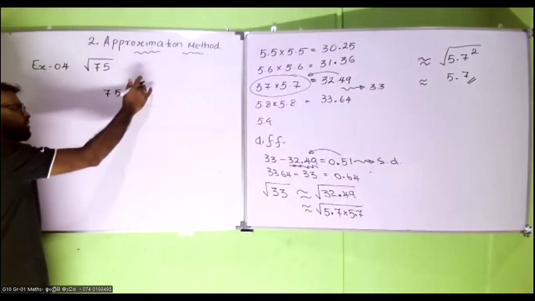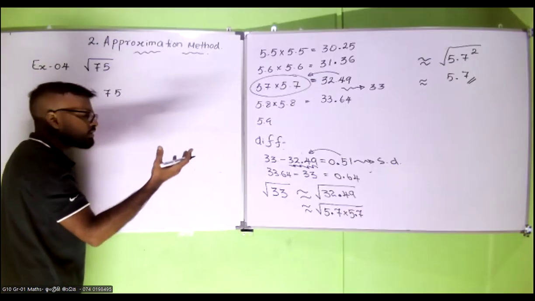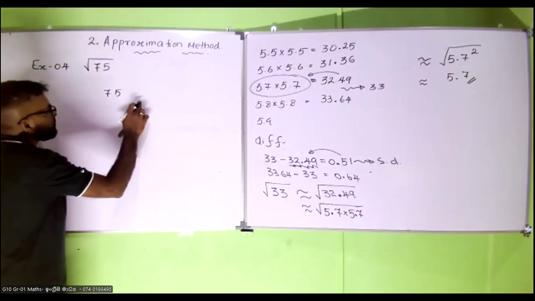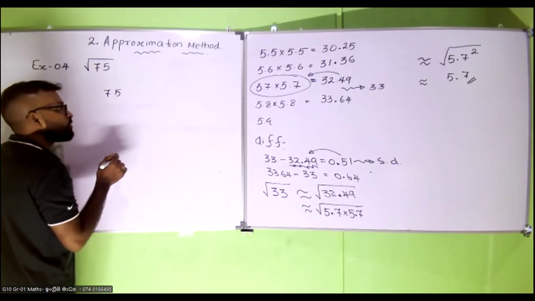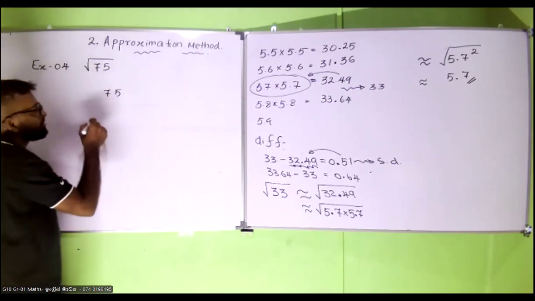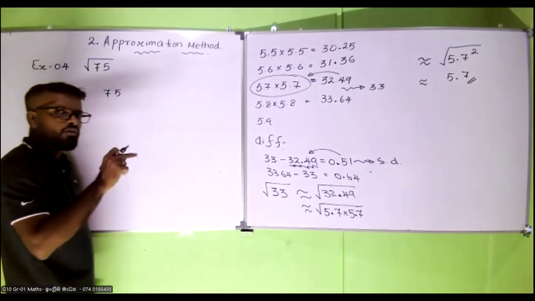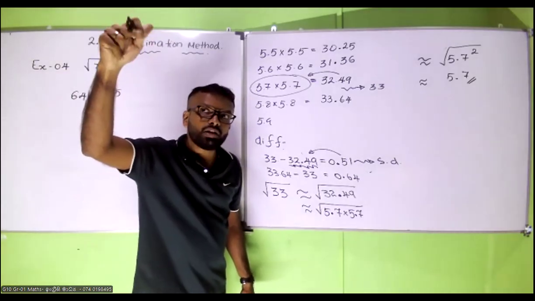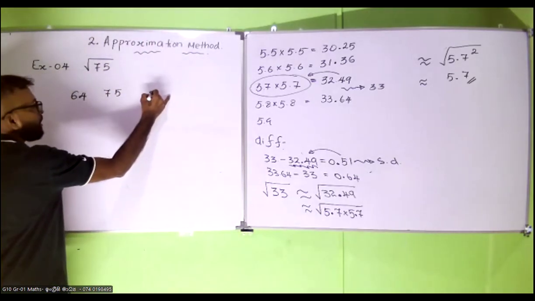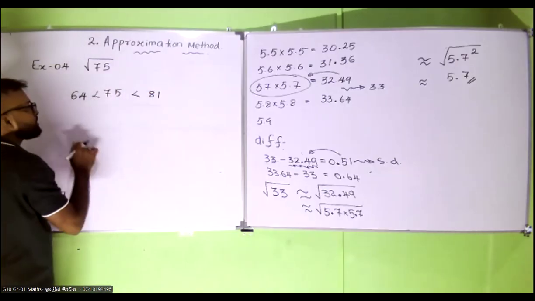75. What is the greatest perfect square number that we have, near this one? 8 times 8, 64. No. So it is greater than 64, which is 8. Now if you have 8, then the next one is 9. 9 times 9, 81. Yes. In between 64 and 81 we have 75.